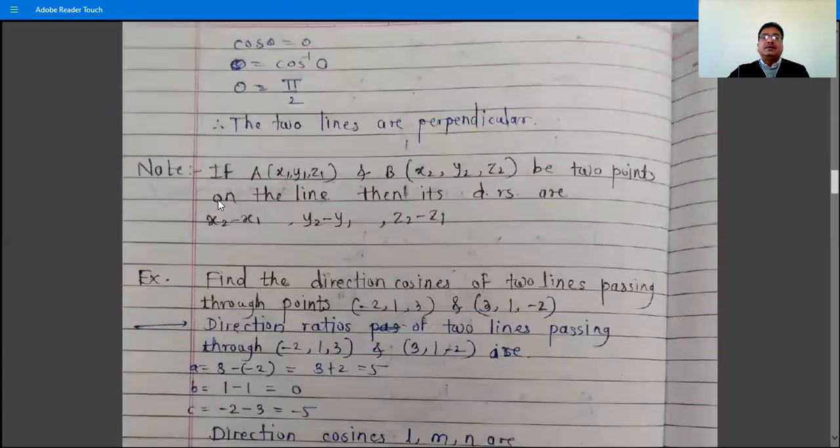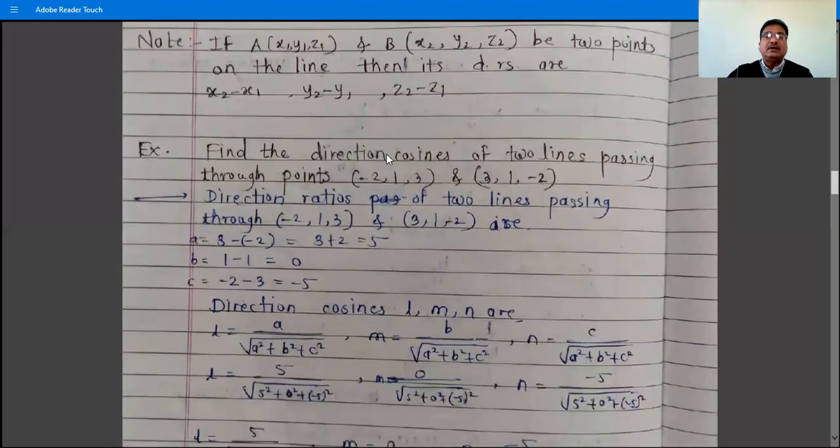So another note: if A(x1, y1, z1) and B(x2, y2, z2) are 2 points on the line, then its direction ratios are x2 minus x1, y2 minus y1, z2 minus z1. That is, if we know the 2 points on the line, we can find the direction ratios of that line. So, find the direction cosines of the line passing through the points (-2, 1, 3) and (3, 1, -2). These are the 2 points on the line.